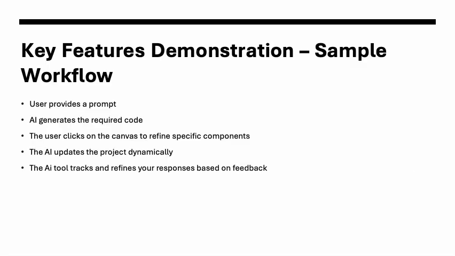So in this slide, I'll talk about how a typical workflow looks like in TempoLab. First, you start by giving a simple prompt to the tool. For example, you can ask it to build a login page. Then, the AI instantly generates the code and you can click on the Canvas to refine some parts. For example, you can add some images or some animations to make your project look more attractive.